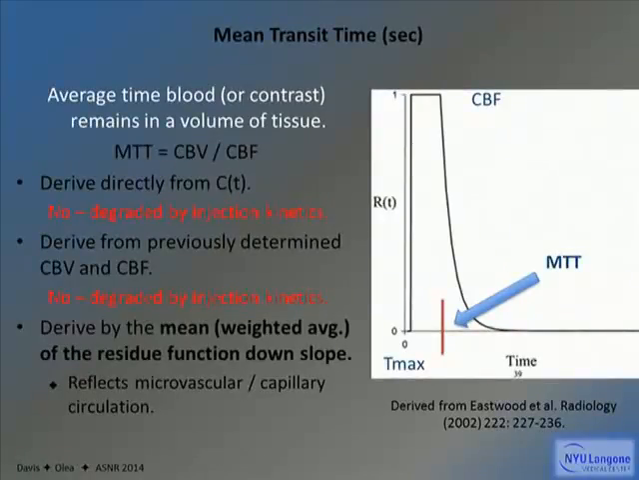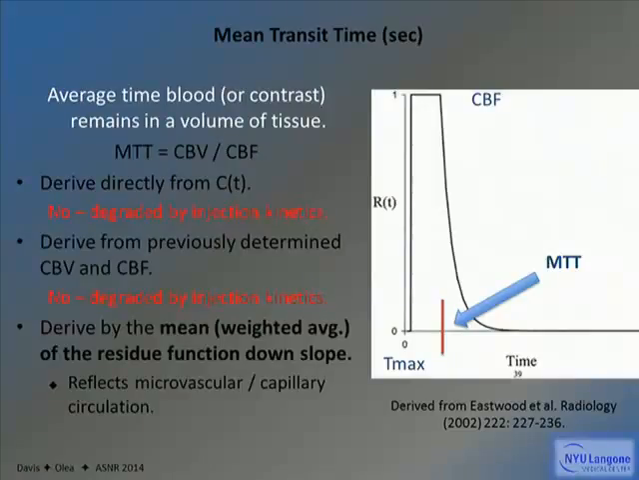The last index is mean transit time. And mean transit time is the average time the blood remains in the volume of tissue. We can derive it directly from the concentration curves, but we know we don't want to do that since that's degraded by injection kinetics. We can derive it from the CBF and the CBV, but we don't want to do that because we know that's degraded by injection kinetics.